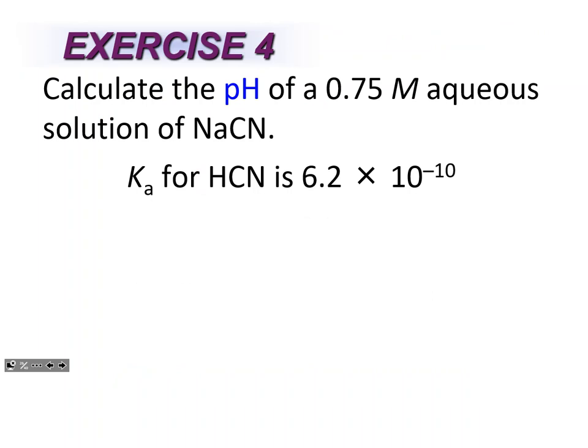Okay, exercise 4. Calculating the pH of a 0.75 molar aqueous solution of sodium cyanide. What you should notice here: sodium cyanide is our compound. They're not basically saying instantly that this is an acid or a base. It's just telling you a salt. However, you can probably tell that it has something to do with acids and bases because they gave us the Ka for hydrocyanic acid right here, like so.